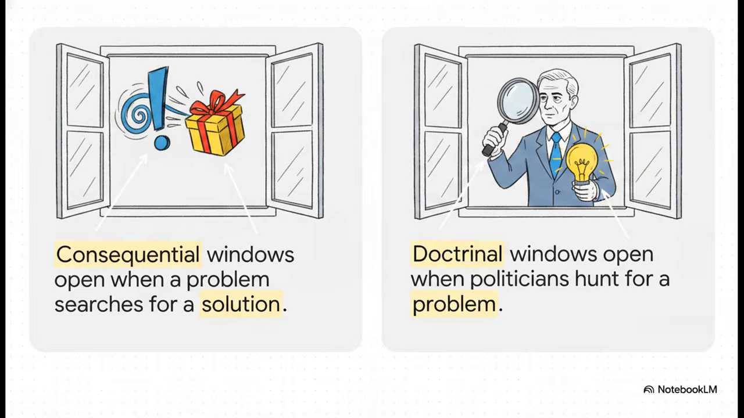Now, these windows usually take one of 2 forms. Consequential windows are driven by the problem stream. Think of a sudden disaster that demands an immediate prepackaged solution to restore order. Doctrinal windows, on the other hand, are driven by the politics stream. That's when a newly elected government comes into power with a pre-planned ideological agenda, actively hunting for problems they can solve with their favored policies.